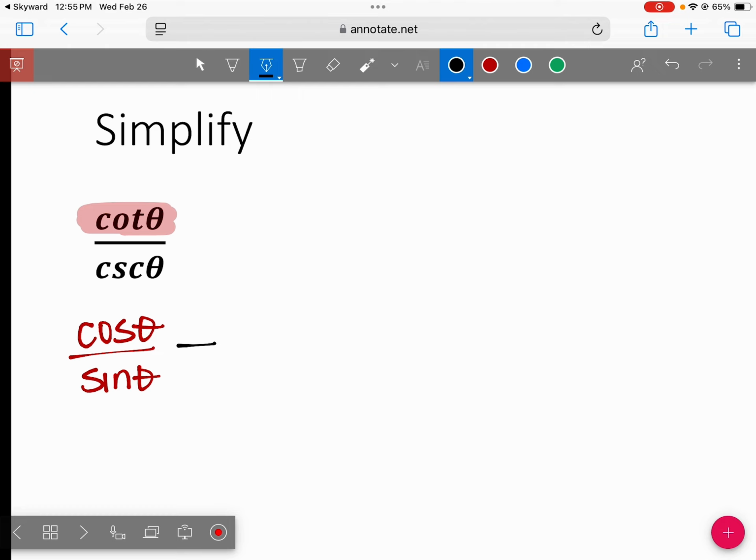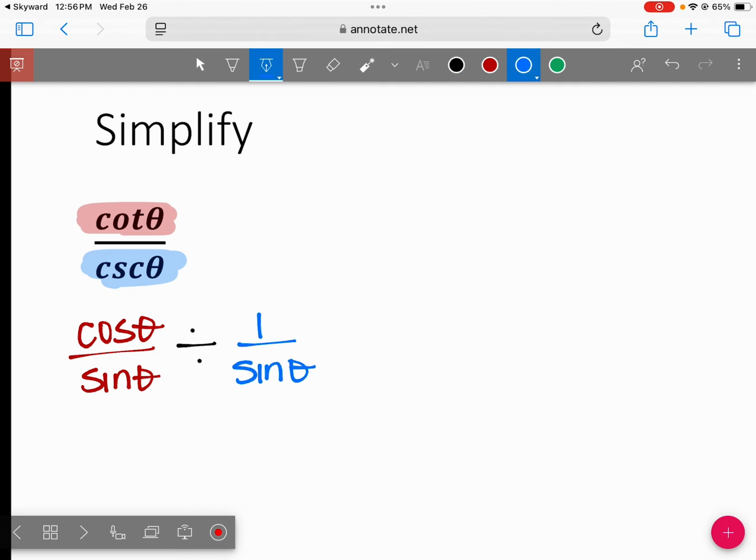And we know a fraction means division, so I'm going to write that as division. Now we also have cosecant. What is cosecant in terms of sine and cosine? So how would I write that? 1 over sine. Cosecant is 1 over sine.